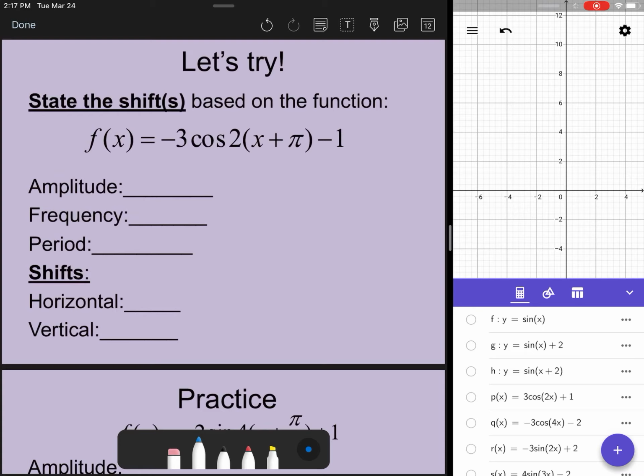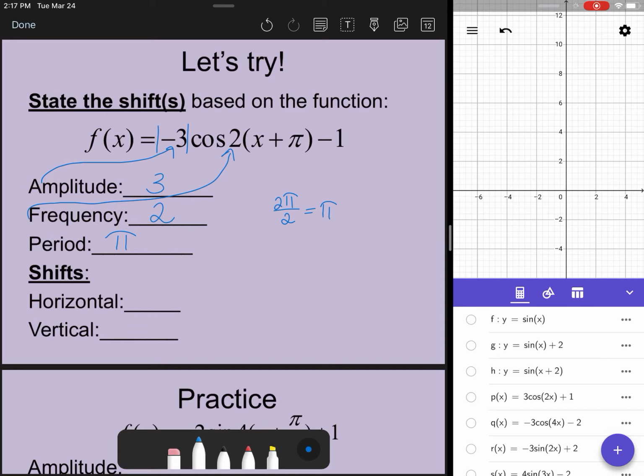Okay, state the shifts based on the function. Okay, here we have, well, let's start with the amplitude. Remember, amplitude is the absolute value of, in this case, 3. Okay, the frequency is going to be that number 2. So amplitude, absolute value. Frequency is this number here. What is the period? Okay, how do we find period? Remember, we take 2 pi over the frequency. In this case, it's 2. And therefore, our period is pi.